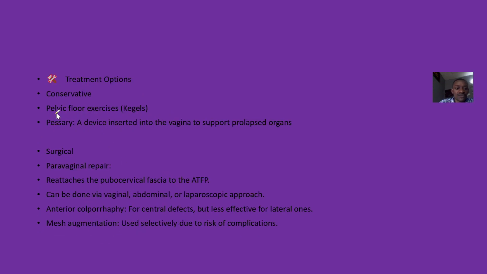So treatment is pelvic floor exercises, pessaries, okay, surgery for paravaginal repair, which can be done via vaginal approach, abdominal approach, or laparoscopy. So you have things like colporrhaphy, okay, where they try to repair or stitch all those defects so that they can strengthen the pelvic floor muscles. Then they could also augment using a mesh. Okay, so that's what we have for this.